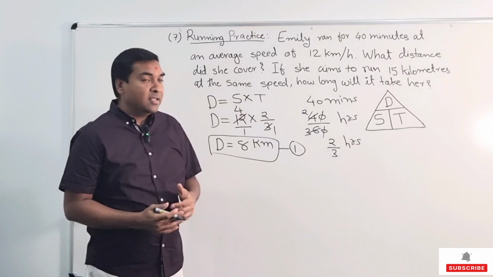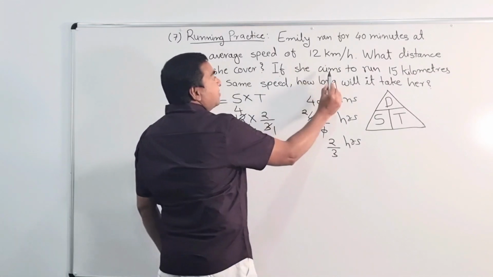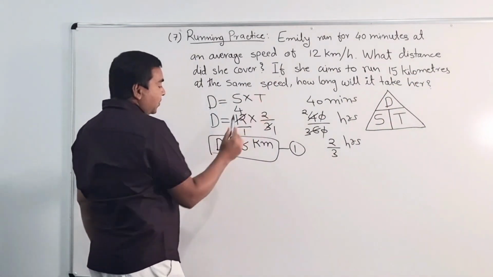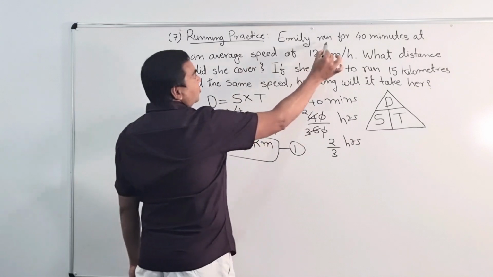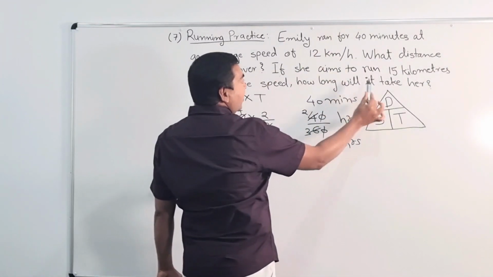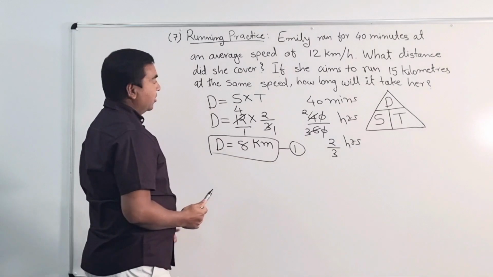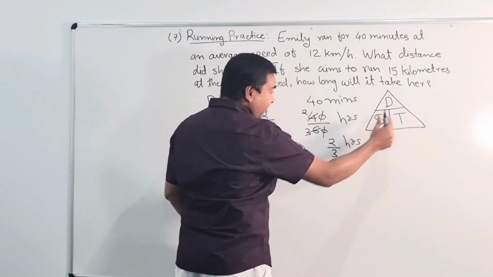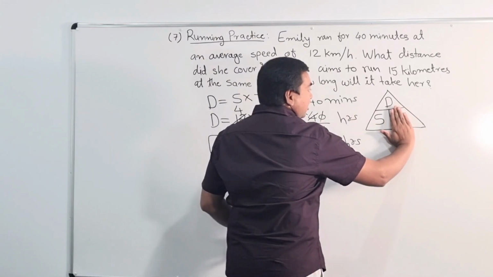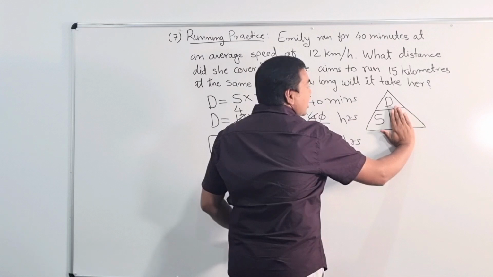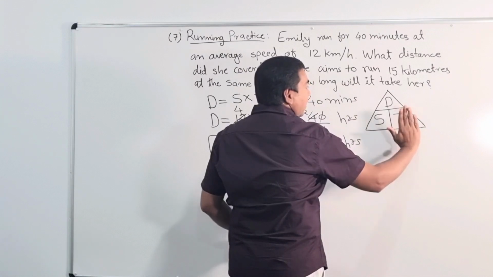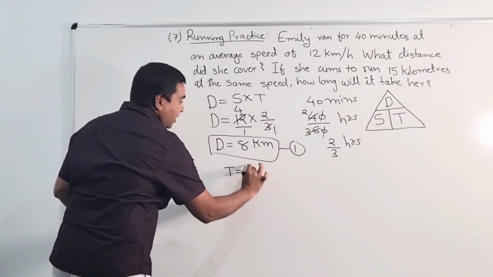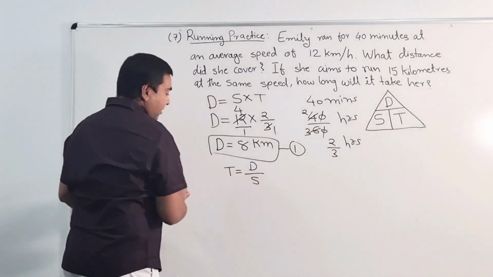Now, in the second part, they are asking, if she aims to run 15 kilometers at the same speed, what speed? The speed they have given us is 12 kilometers per hour. Then how long will it take her? So how much time will it take? So I'm going to figure out now the time. To find out the formula, I'm going to hide my time. If I'm hiding my time, what I can see is d over s, which is distance upon speed. So my time is distance over speed. So I'll put down here, time equal to distance divided by speed.